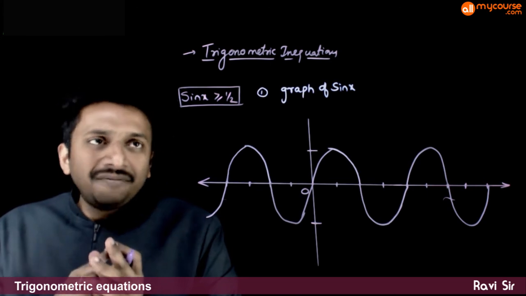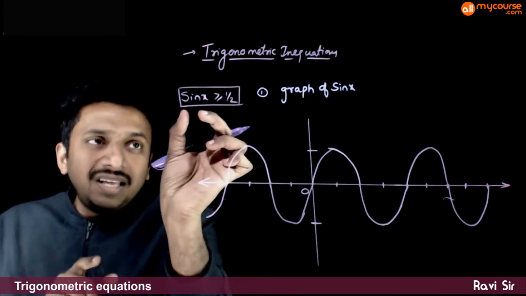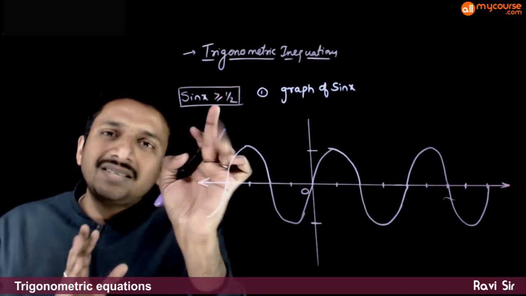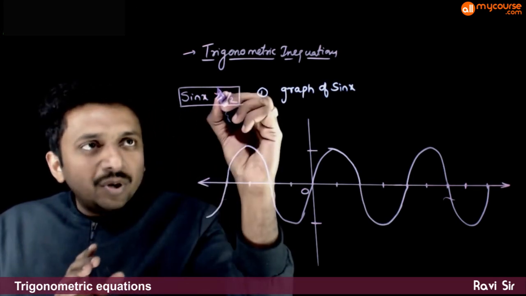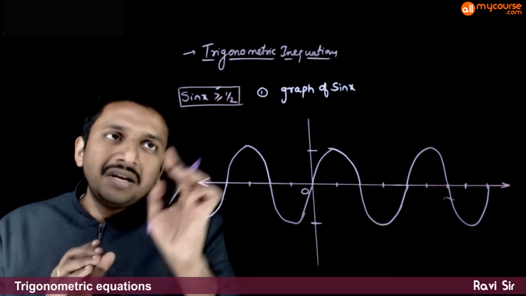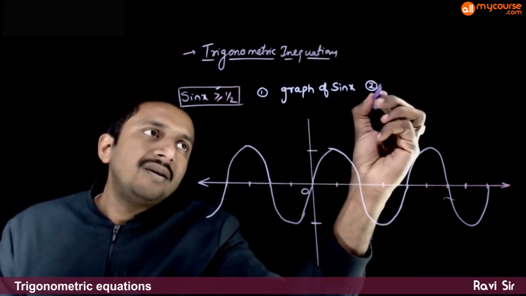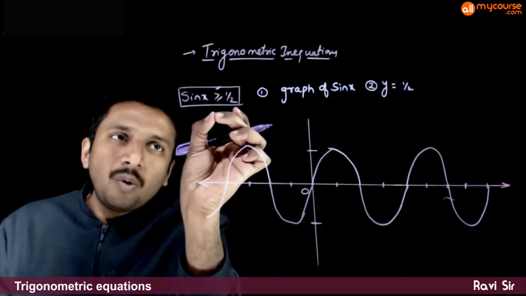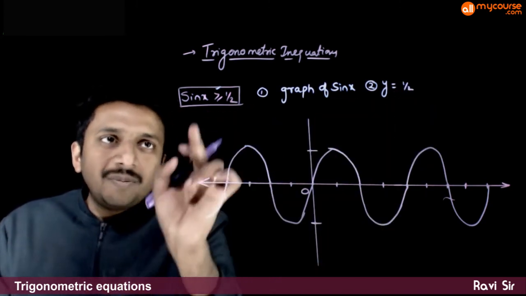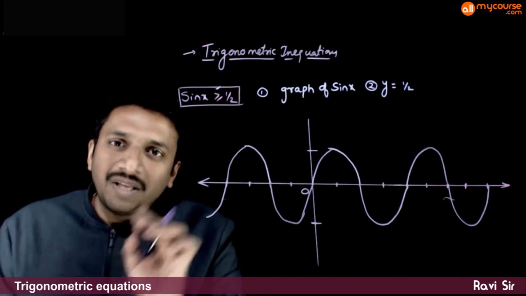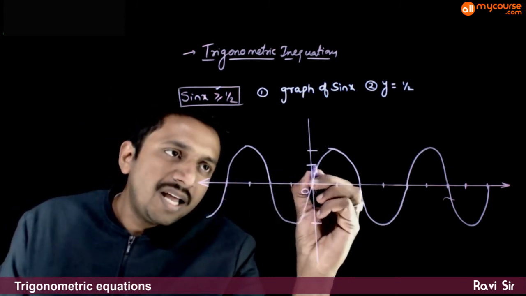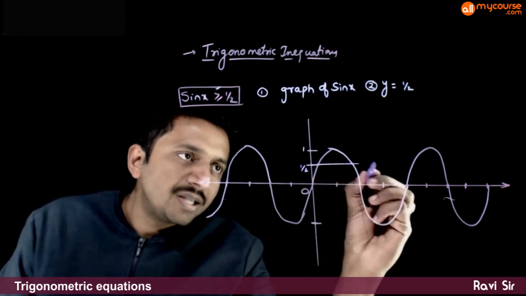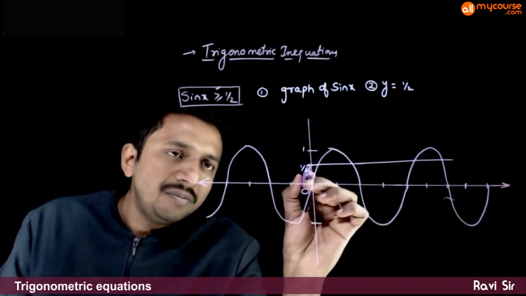Next, identify the points where the equality holds. That is, first identify the points where sin x is equal to half. Forget about the inequality in the beginning. Just draw the line y equal to whatever number is given. That means sin x is equal to half, so y is equal to half. Half lies somewhere here, so you draw a horizontal line corresponding to y equal to half.